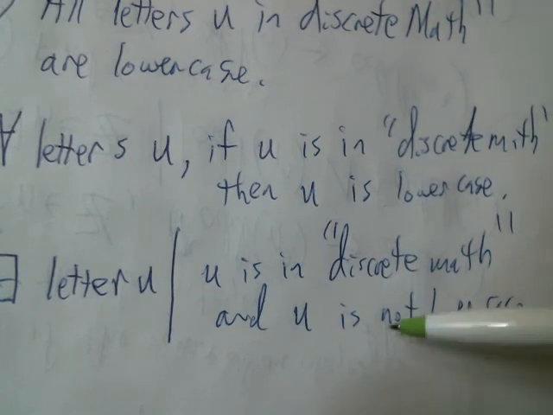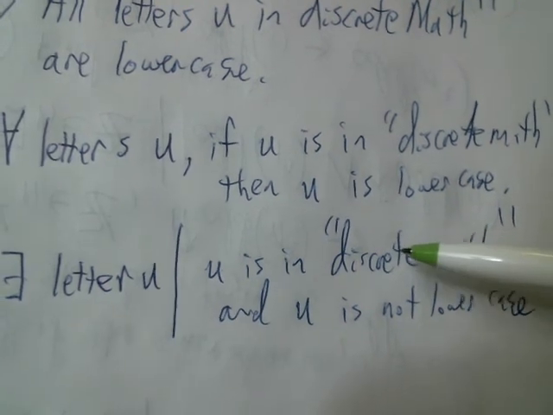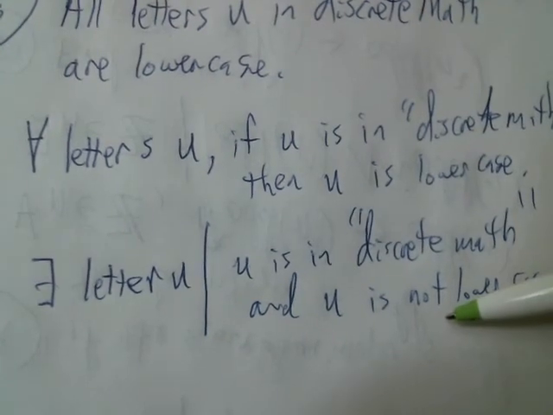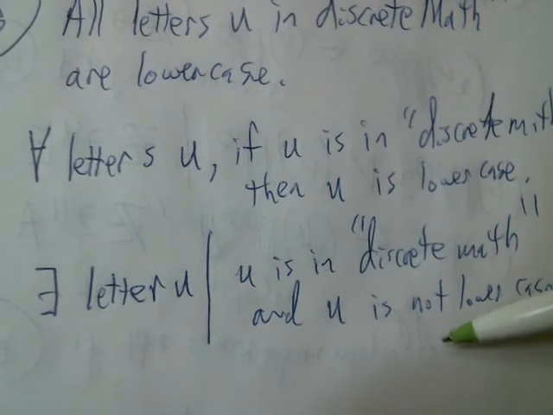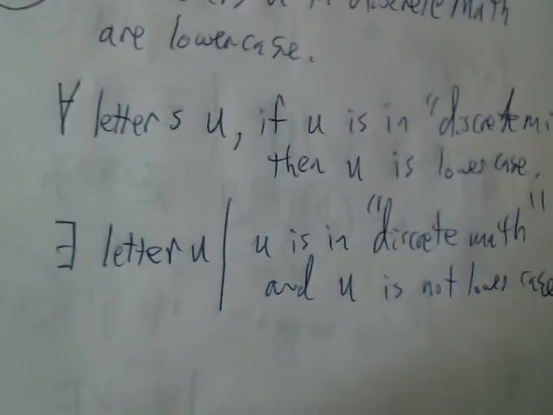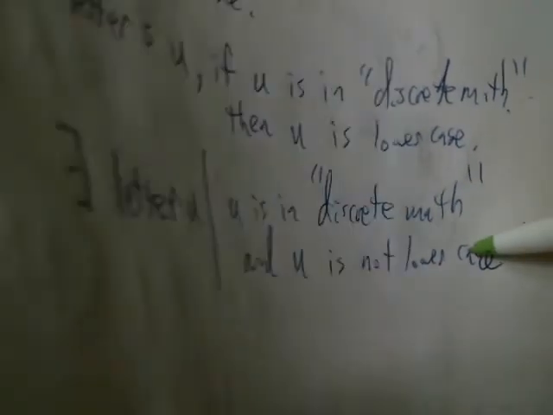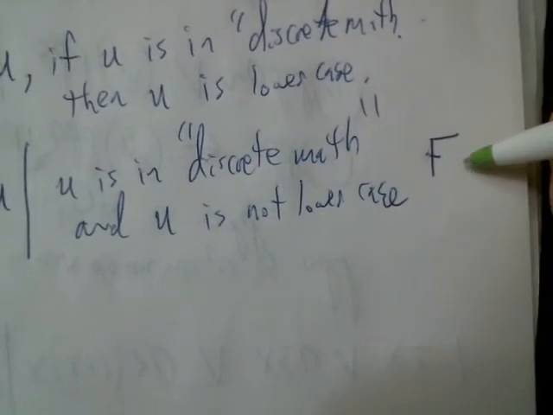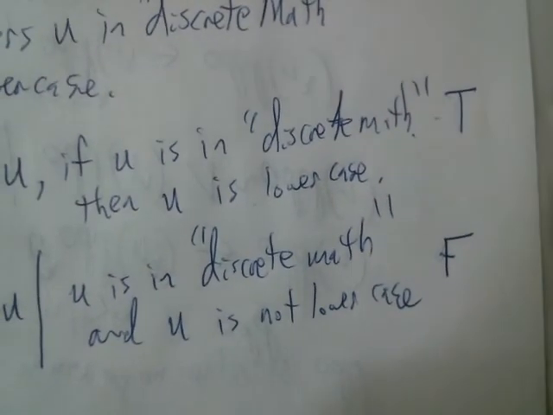So the way these universal existential statements and the negations work, if the negation is false, then the original would be true. So if this is true, then this has to be false. If this is false, if the universal is false, then this has to be true. Okay, it's just going to work that way. So this is definitely false. That implies that this has to be true.